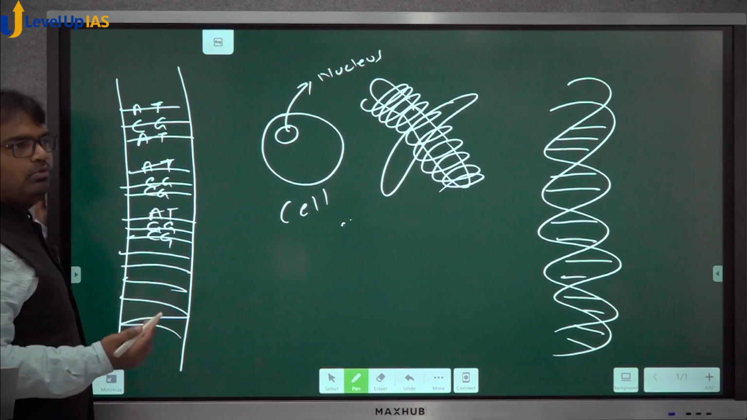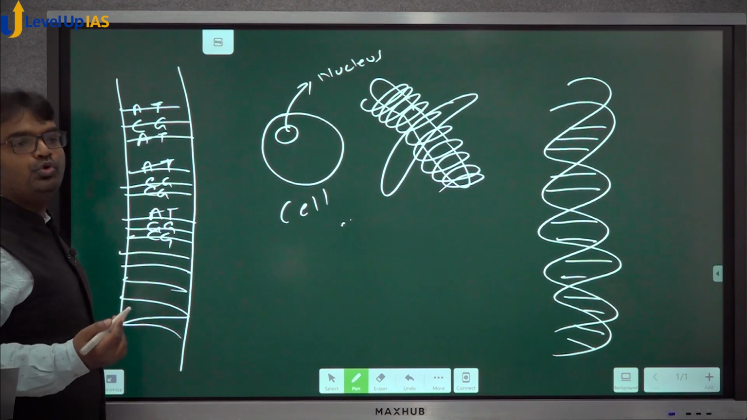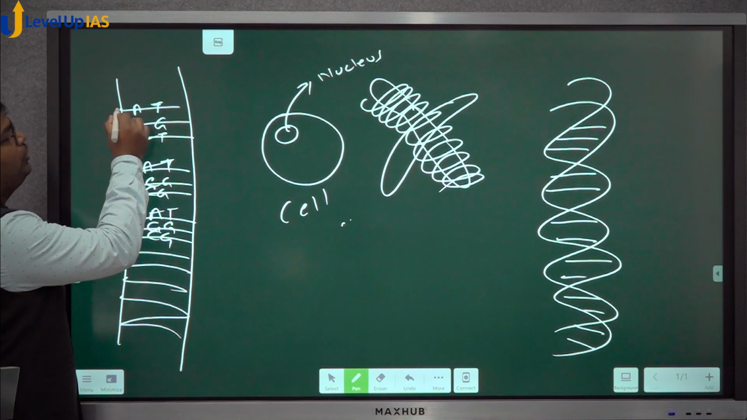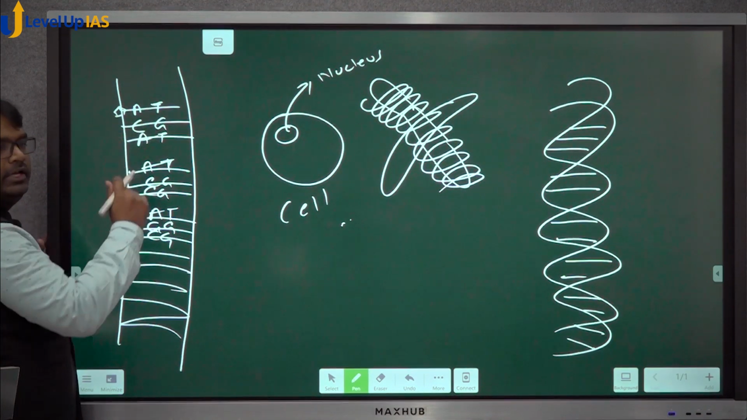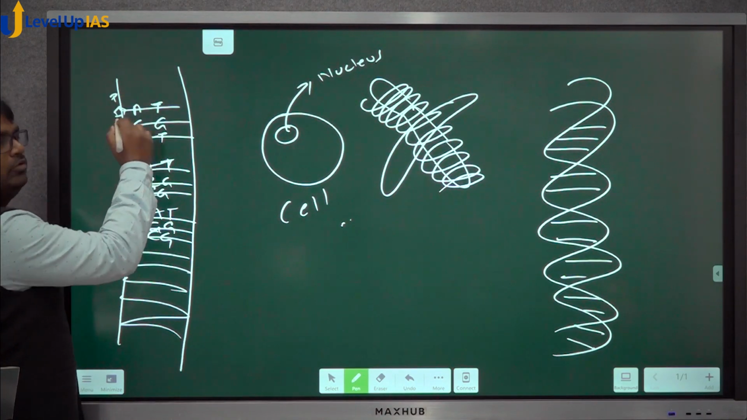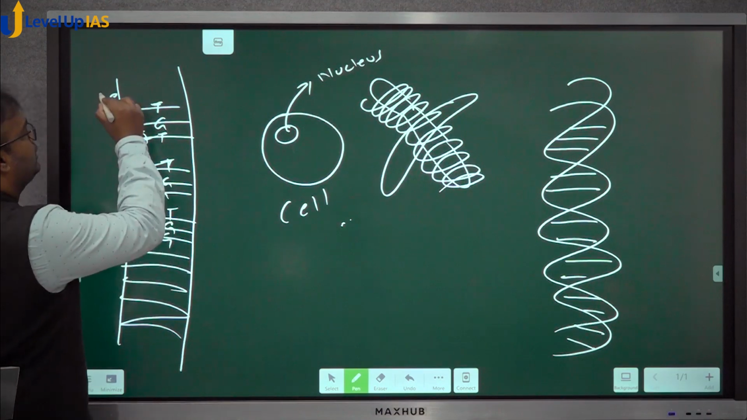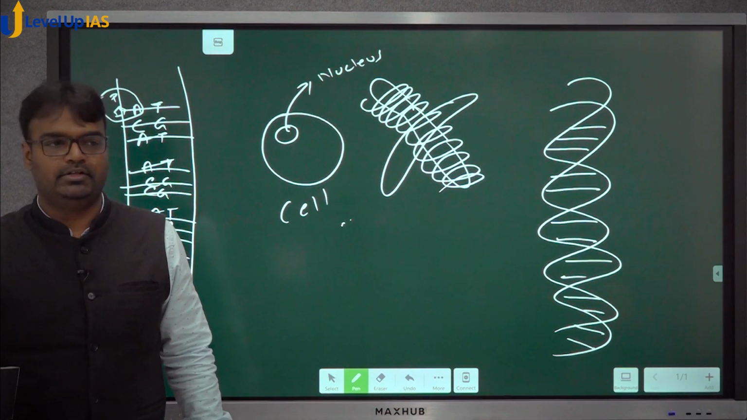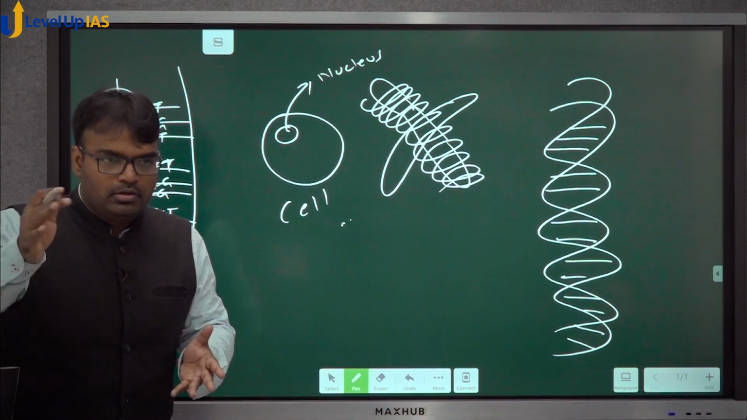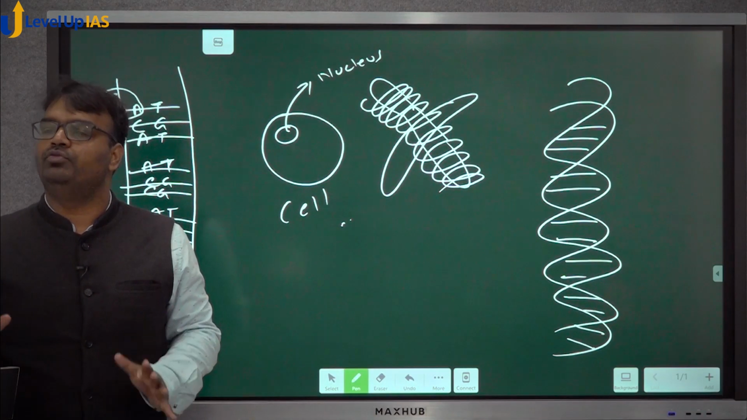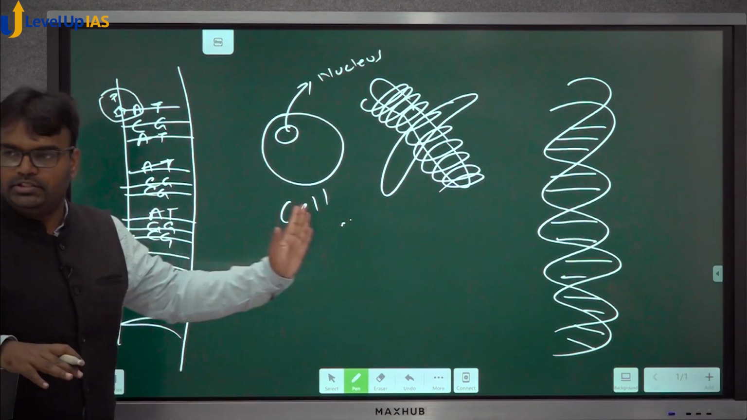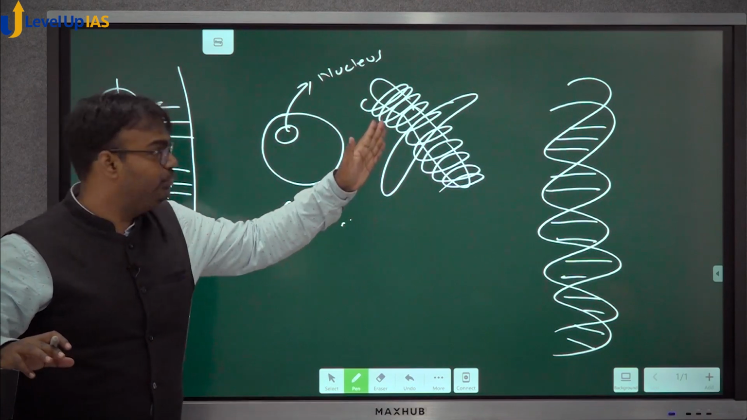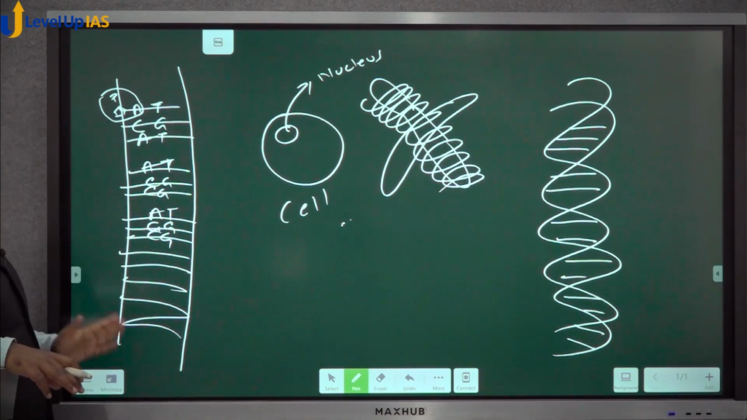Basically, DNA we say is a polymer of nucleotides, and a nucleotide consists of one nitrogen base, one pentose sugar, here it is sugar, and one phosphate group. This is a nucleotide, and DNA is a polymer of nucleotides. Polymer means a chain, a lot of nucleotides together. We'll come to that. But for now, did you understand everything till here? Cell, nucleus, chromosomes, DNA made up of these nitrogen bases.